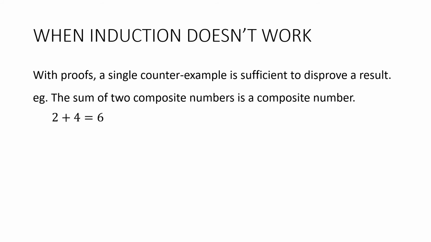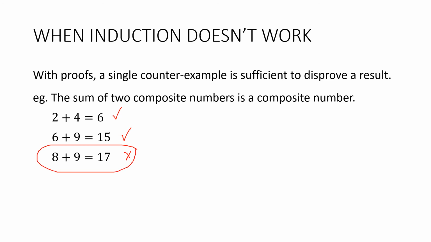2 plus 4 equals 6. 2 and 4 are both composite. 6 is composite. Yep, it's true for those numbers. 6 plus 9 equals 15. 6 and 9 are both composite. They add to 15, which is composite as well. But look at this one. 8 plus 9 equals 17. 8 and 9 are composite. 17 is prime. So can you see what I'm talking about? We have a single counterexample which has disproved this statement.